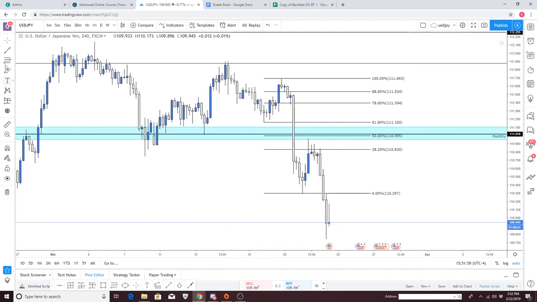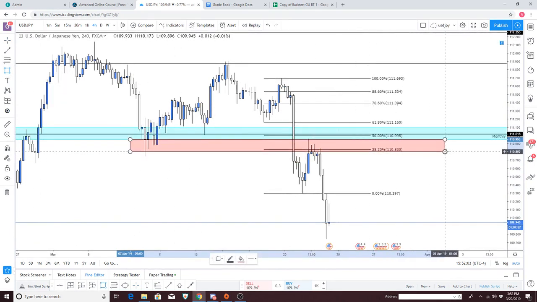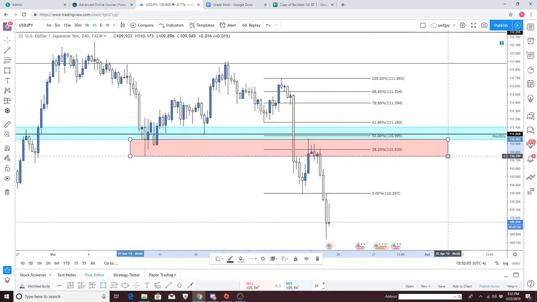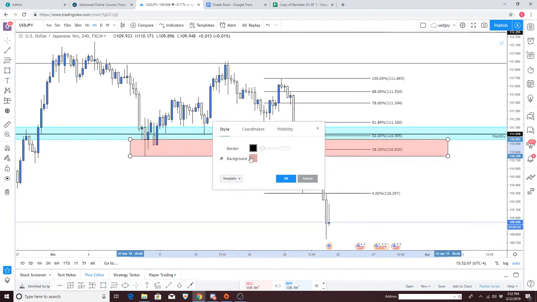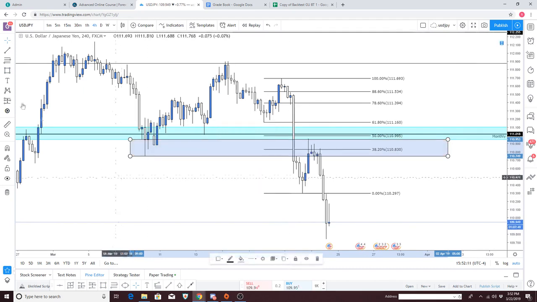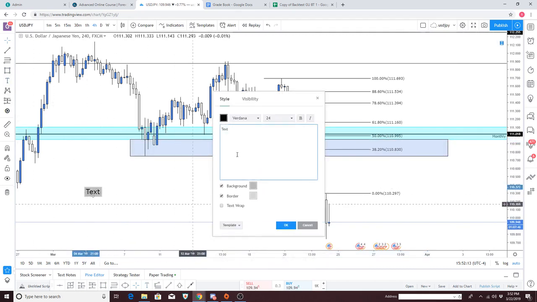So now the market has pulled back to a level of major structure, right? We're going to actually highlight the whole thing. So background, let's actually make this a blue. Now the market has pulled back to a major structure level. That's going to give us a CTS score of 1, right? Major structure level, so we're going to have 1.